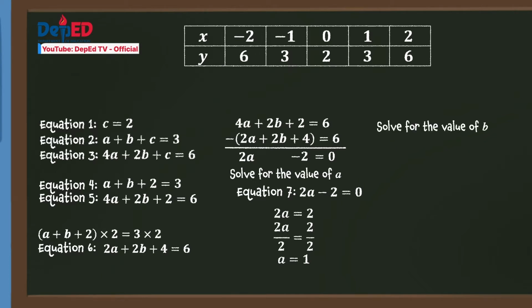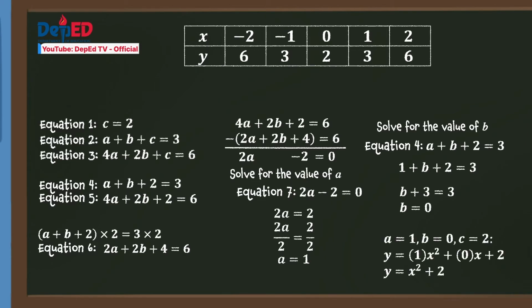Let's now solve for b. I opt to use equation 4, where a plus b plus 2 is equal to 3. By substituting the value of a, we have 1 plus b plus 2 is equal to 3. This means that b plus 3 is equal to 3. This means b is equal to 0. Now, since a is 1, b is 0, and c is 2, the equation of the function written in general form is y equals x squared plus 2.